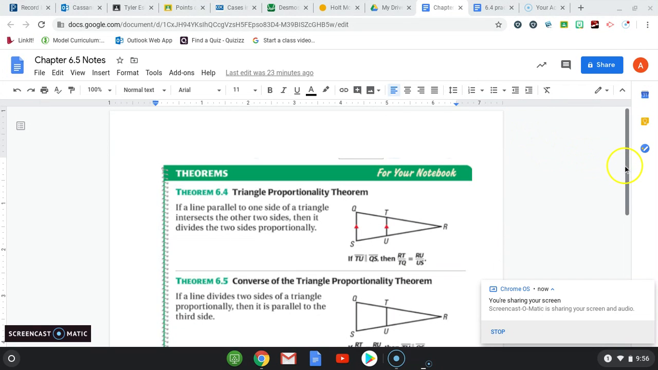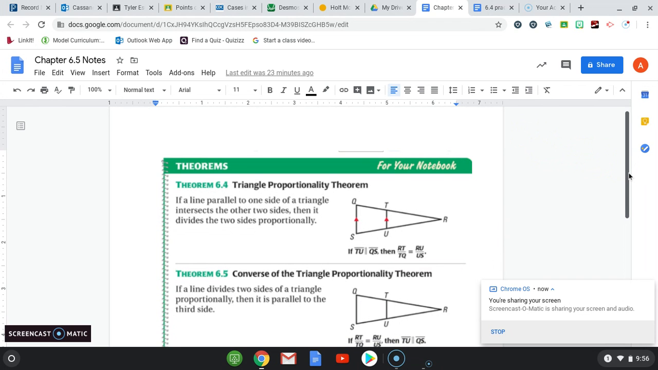Gentlemen. Just a very quick review of the four theorems we're going to use in chapter 6.5. I'm also going to attach this page to the assignment so that way you can have it to look at. And more importantly, I'm going to create a second video that goes over some specific examples.